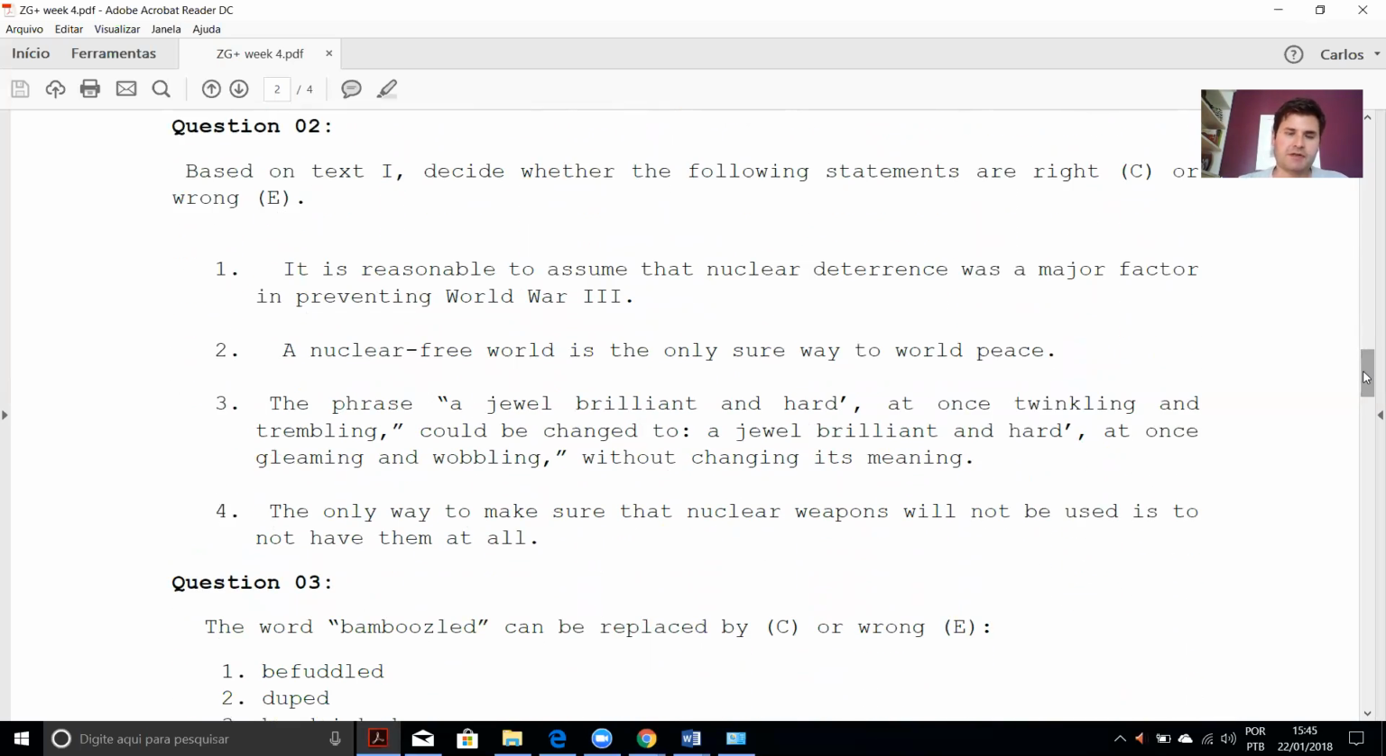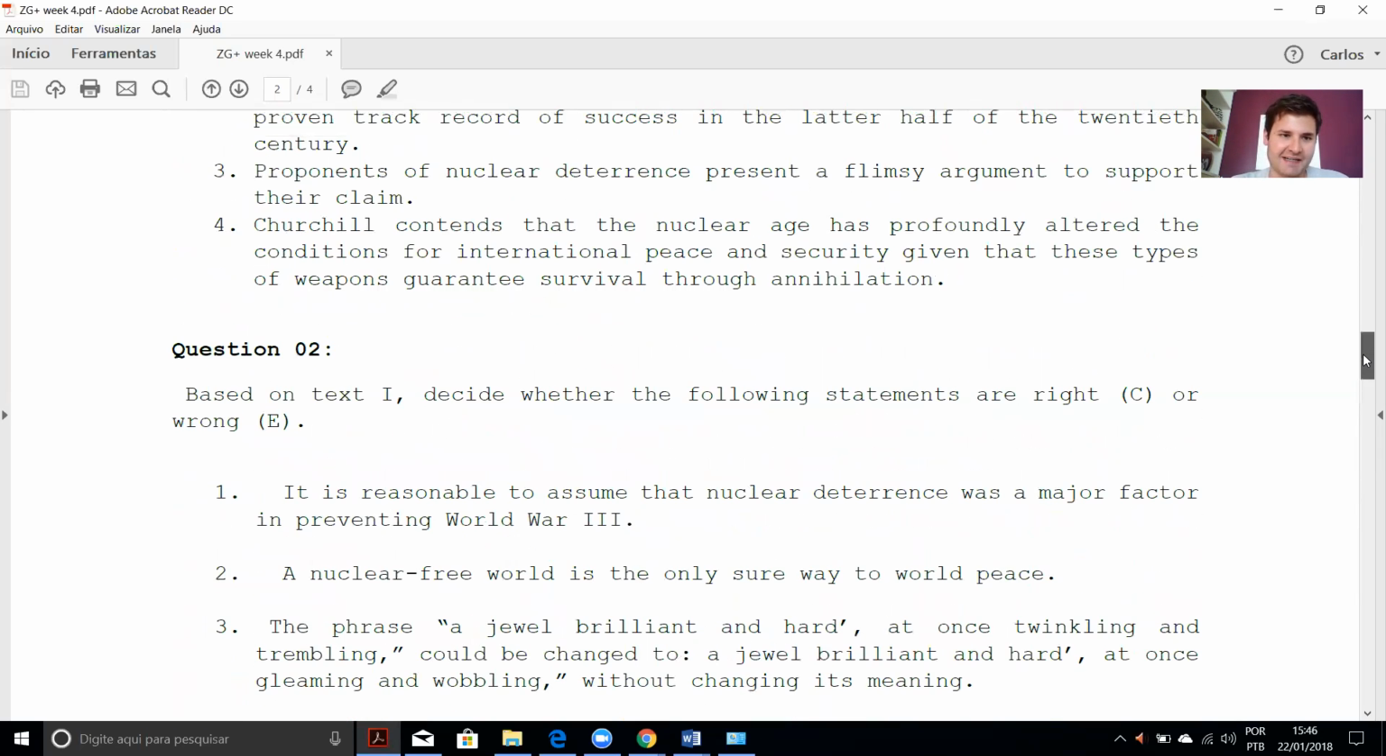Okay, now question number 2. Based on text 1, decide whether the following statements are right or wrong. It is reasonable to assume that nuclear deterrence was a major factor in preventing World War III. Again, in this case, I tried to use very tame, very moderate language, like the word reasonable, just to throw off the candidate here. But if you read it, it's almost the same idea.